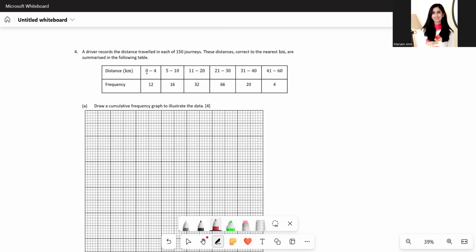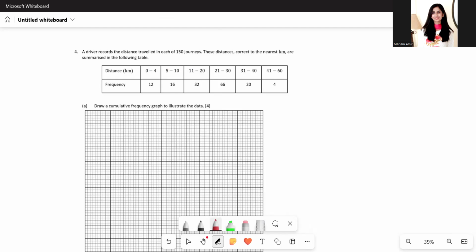That way we'll get 0, then 4.5, and here we'll have 4.5 again. 10 will get 0.5 added to it, so it will become 10.5. 11 will get 0.5 subtracted from it, and it'll become 10.5 as well. That way we will be able to bridge the gaps, and this process is called continuity correction. So first thing, we apply continuity correction.